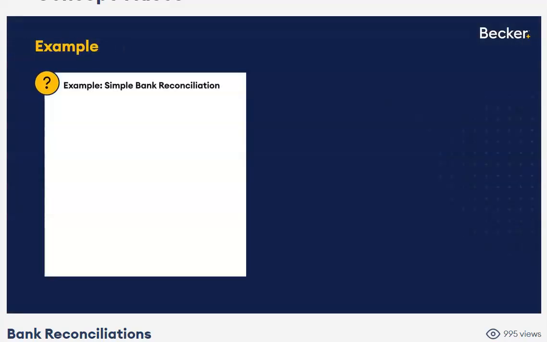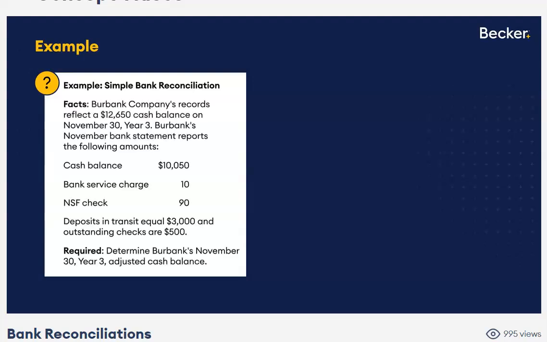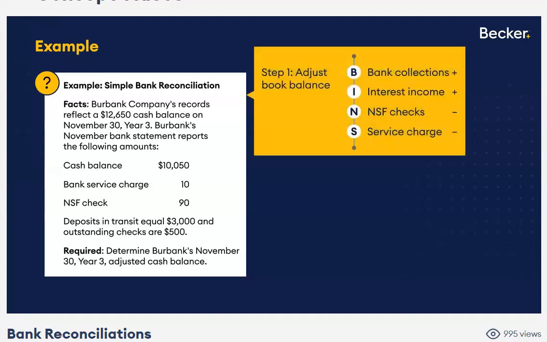Requirement. You ready? Let's come up with the true cash balance, the adjusted cash balance. Well, they tell me, Burbank Company, their records, the books, we've got an unadjusted balance of $12,650. Stop right there. If I'm taking the exam, I'm thinking I got to adjust that book balance. The bins. The bank collections get added to the books. The interest income gets added to the books. The N and the S, the NSF checks and the service charge get subtracted.